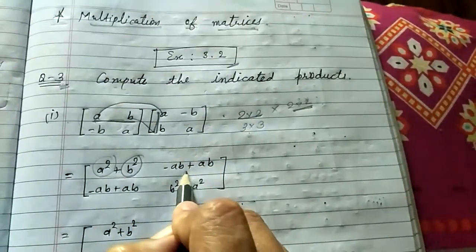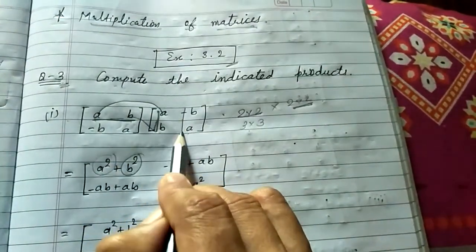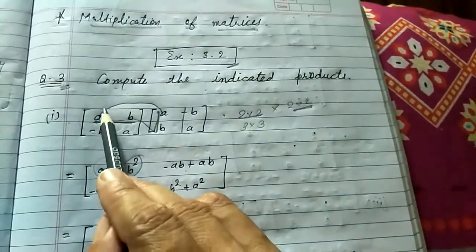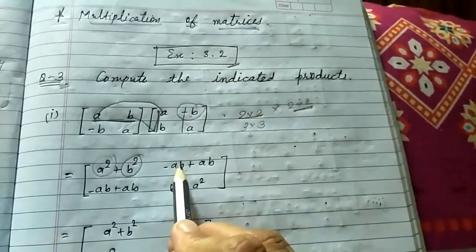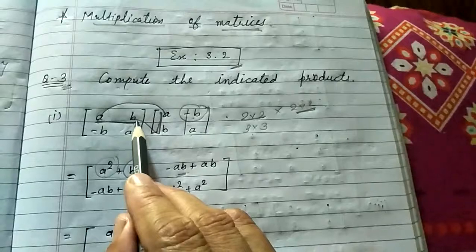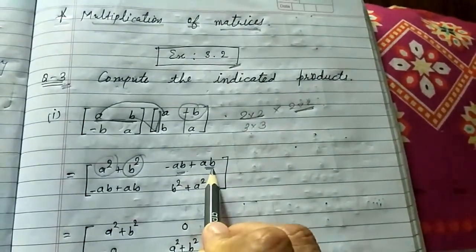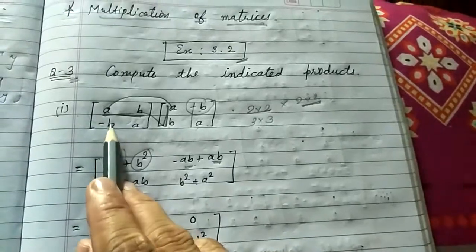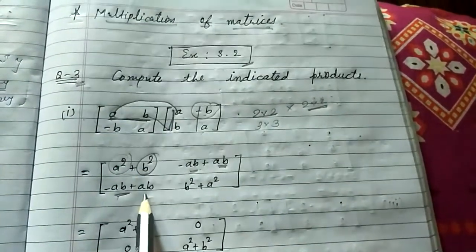Now for the second element, we have to multiply the first row with the second column. So here you have A and minus B. A into minus B, you get minus AB. B into A, you get AB. So minus AB plus AB. Similarly, minus B into A, so minus AB plus AB.